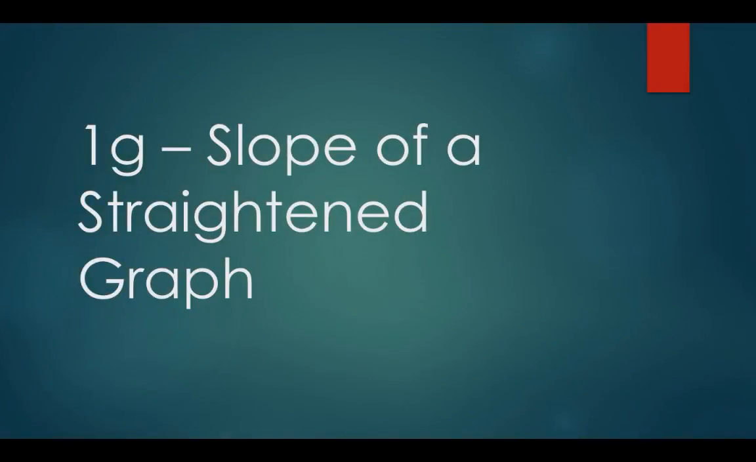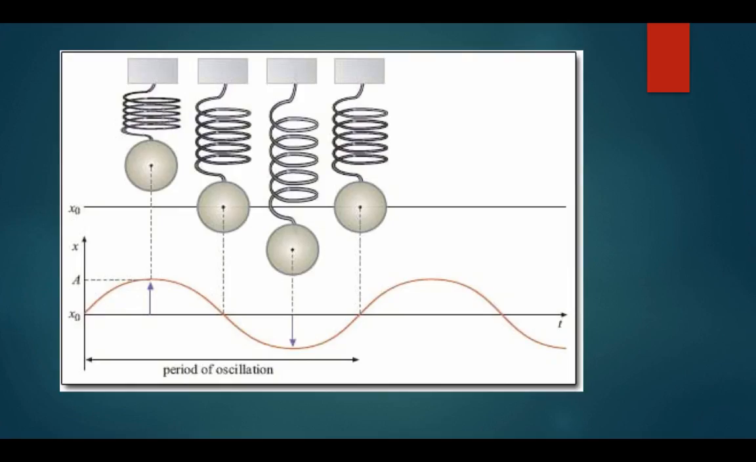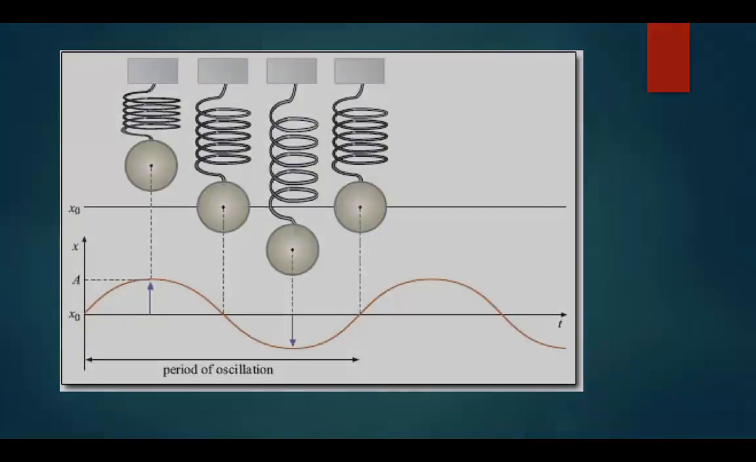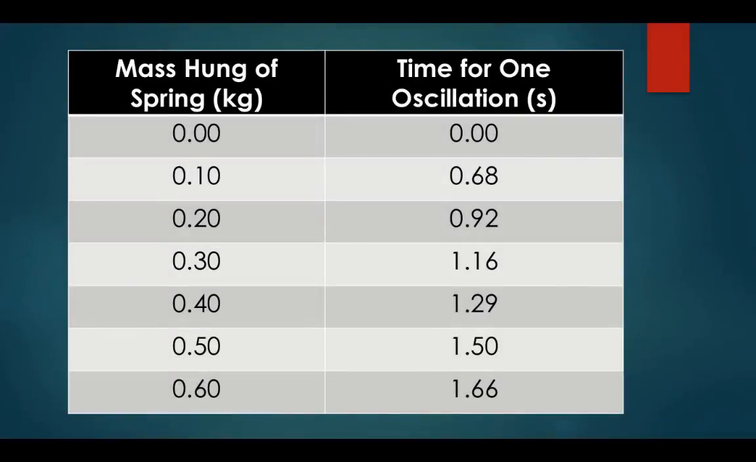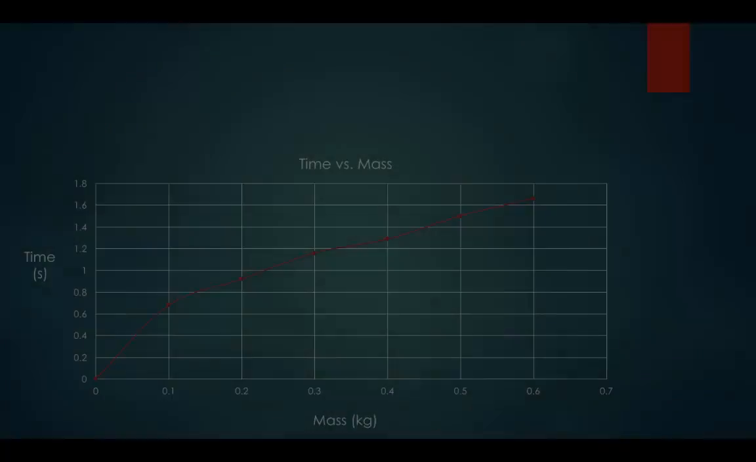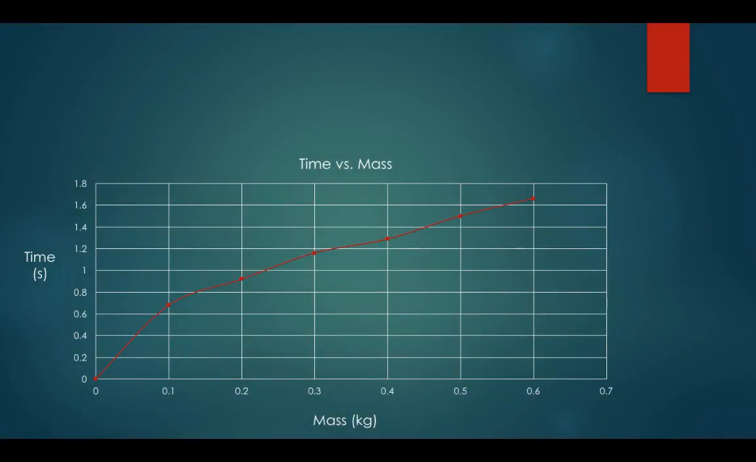1G, slope of a straightened graph. Recall from lesson 1F, we graphed the data of the effect of different masses on the rate at which a spring oscillates. Heavier masses create a longer oscillation cycle. When we graphed it, we noticed that the time versus mass was a root relationship, based on the curve alone.